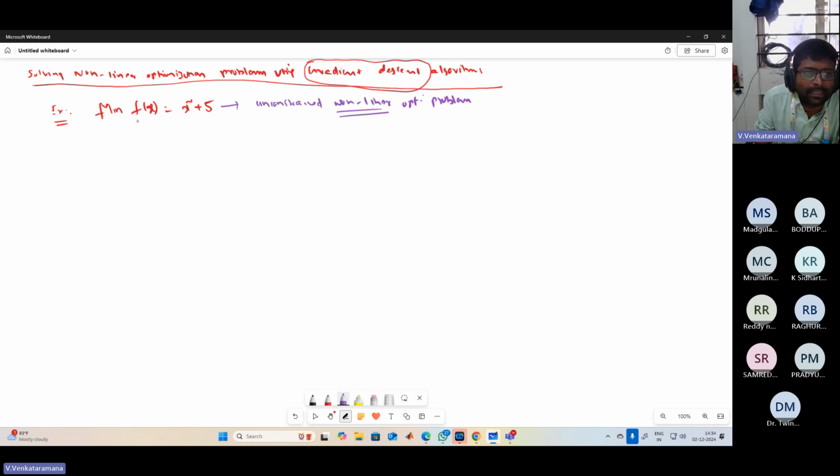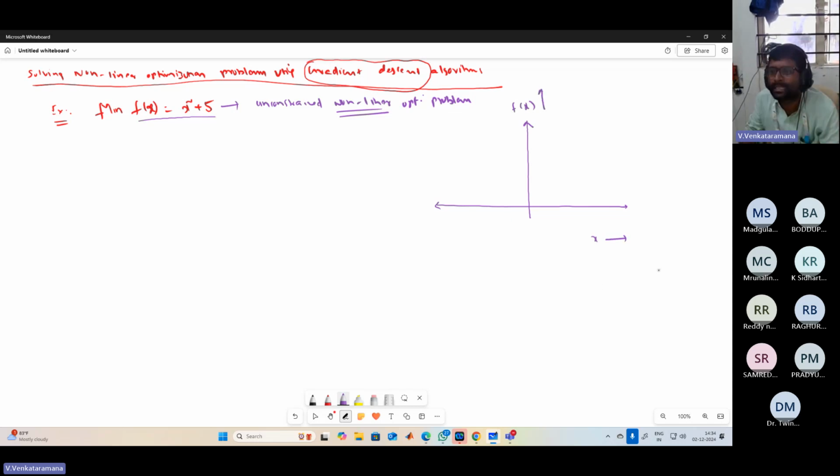Now I want to draw the plot of my objective function. So what is my objective function? f of x. And my objective function value varies with the variable x, which is called the decision variable. So this is my x and this is my f of x. Okay, so x will be varying from minus infinity to plus infinity. It can be any value from minus infinity to plus infinity.